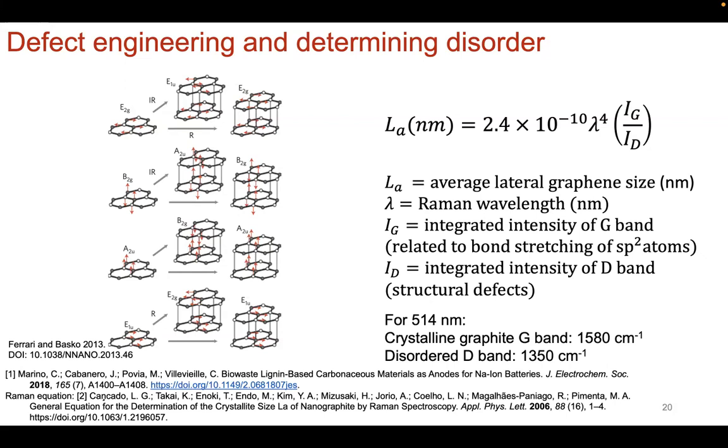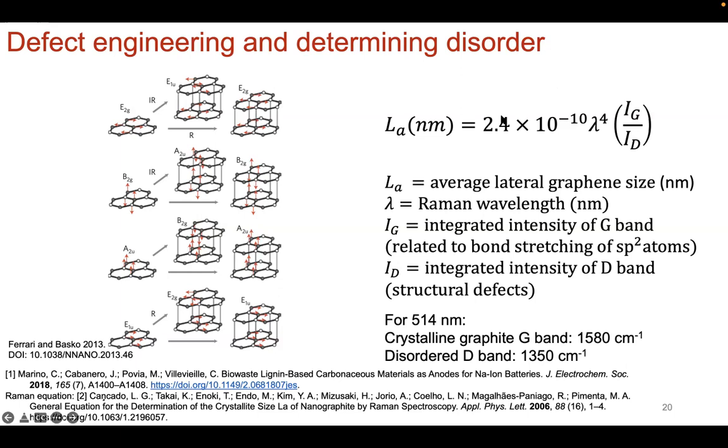And in Raman spectroscopy, typically we try to measure this LA, this average lateral graphene size. So, you know, how big is that nanodomain of your graphene before it gets disordered and then packed in a different orientation. And the way we measure that is using Raman spectroscopy. And as a first pass, you can take the integrated intensity of the G band relative to that of the integrated intensity of the D band.